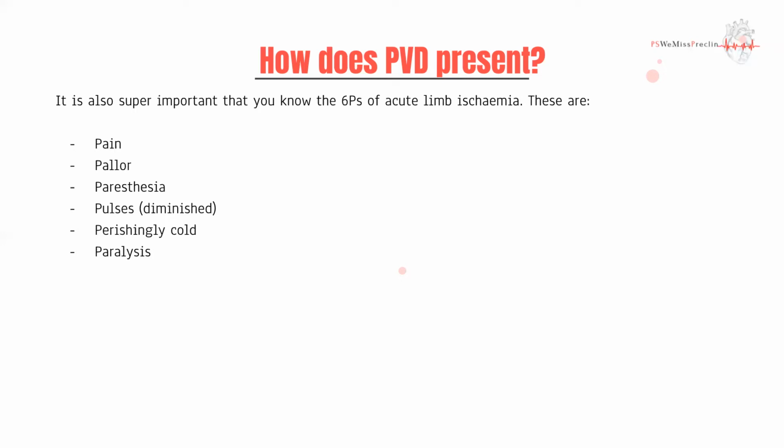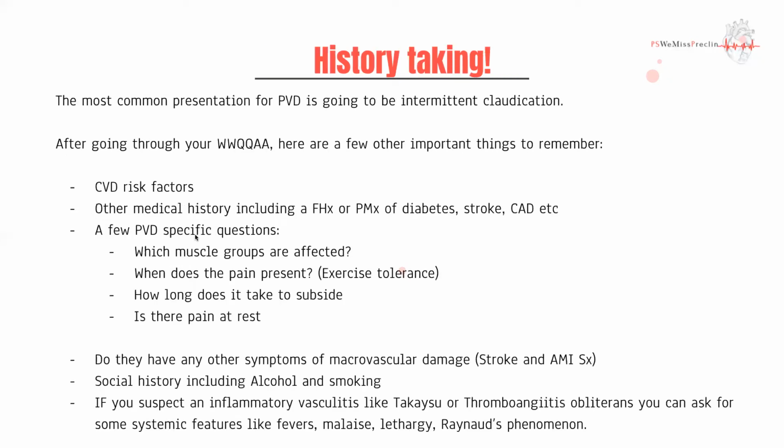So the 6 Ps are pain, pallor, paresthesia, which is reduced sensation. Pulses would be diminished, they would be perishingly cold, and also paralysis. It's important to know that the last two, the temperature and the paralysis, they're quite specific to acute limb ischemia. So as we talked about, the most common presentation being intermittent claudication, as with any history, you would assess your WWQQA, you would quantify the pain as well as their exercise tolerance.